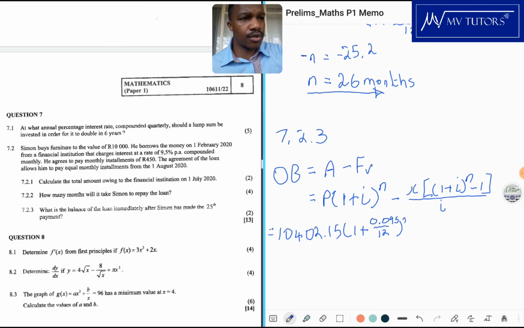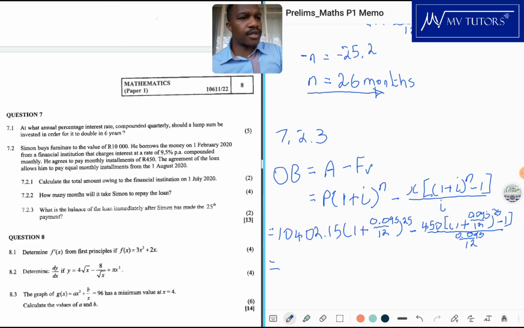Okay, so we'll put the 25, minus that x, which is still going to be the 450. And over there, it's going to be long. We're still going to have 1 plus that 0.095 divided by 12. Close that to the power 25 and minus 1. Then we close it. i is still 0.095 divided by 12.